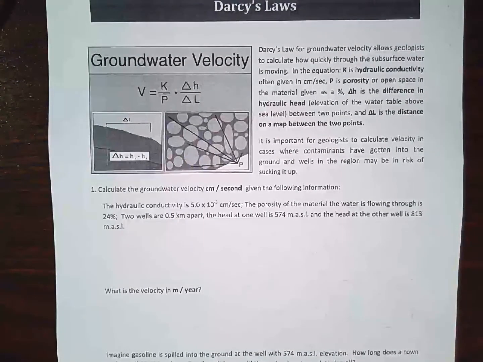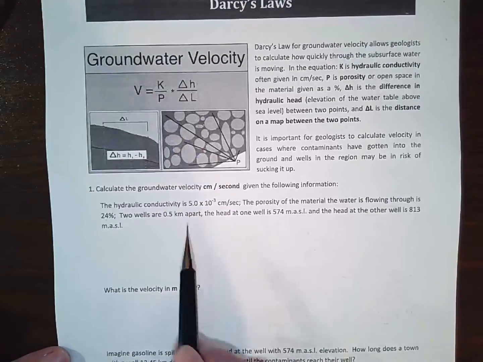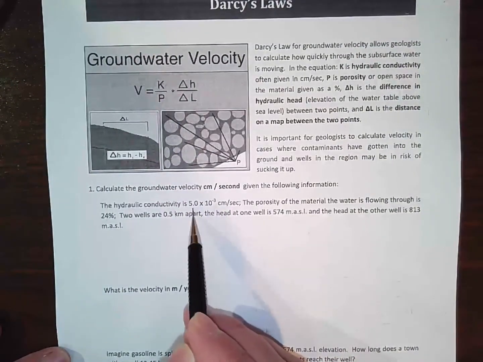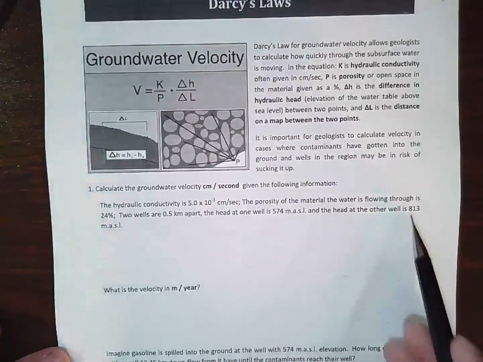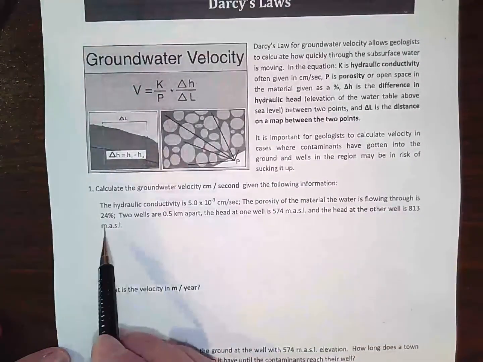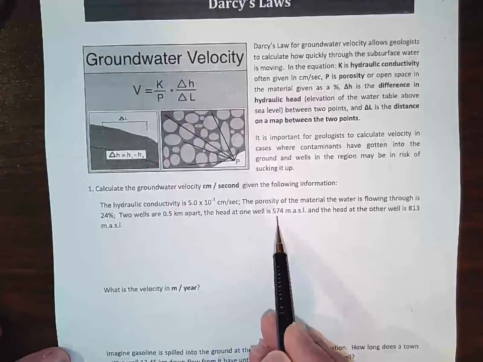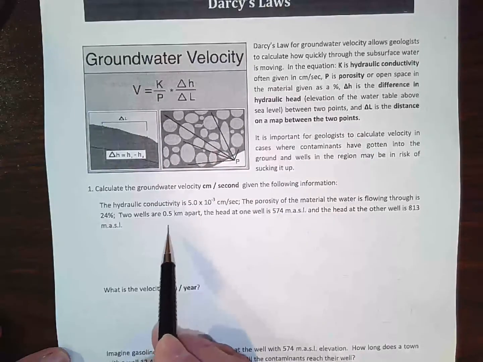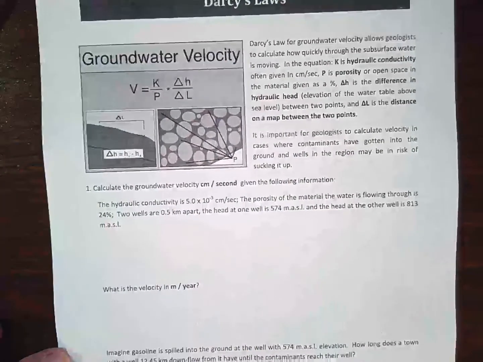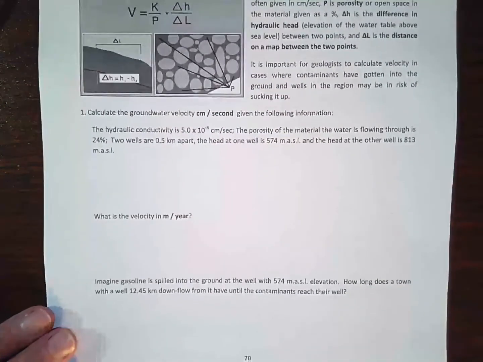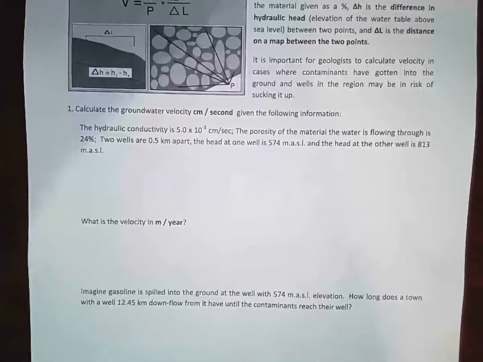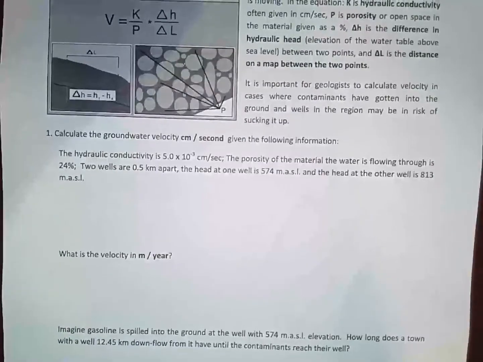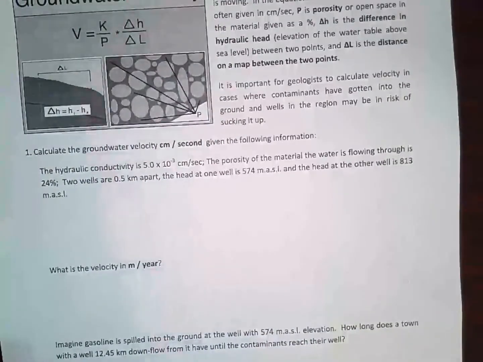Okay, so let's take a look at the units. We've got hydraulic conductivity, 5.0 times 10 to the negative 3. Elevation, 813, 574 for a second elevation. Distance between those two is going to be 0.5 kilometers, and 24% for porosity. So this problem, if I was to write it out, will kind of look like this. Set up, and I might zoom in just a little bit. Might help make things look a little clearer for us.